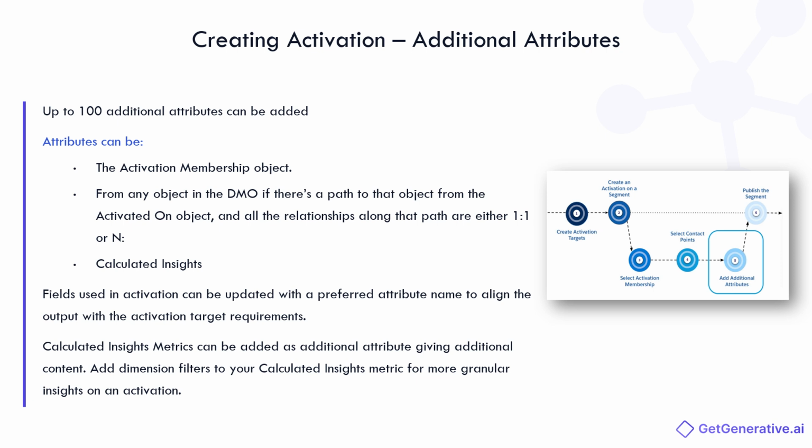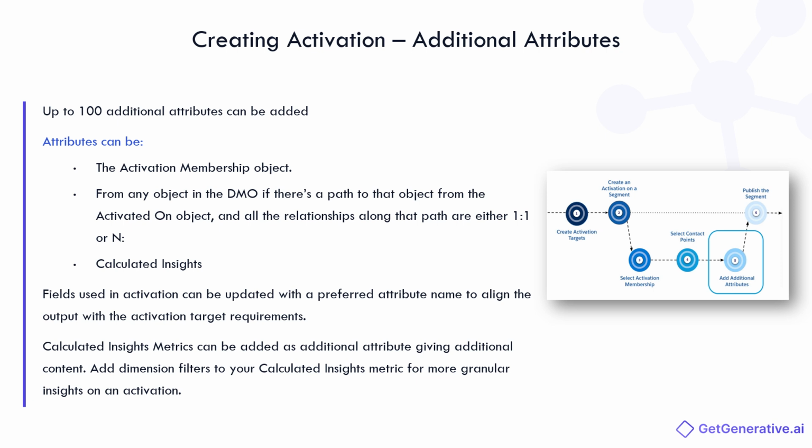Fields used in activation can be updated with a preferred attribute name to align the output with the activation target requirements. What this means is, let's say we have a field called first name in Data Cloud. When we are sending the data outside of Data Cloud during activation, we can also change the label of the field. So instead of calling it first name, we can call it F name or anything else which is more relevant to your external system. So you have the flexibility to change the preferred attribute name for the fields that we are selecting.